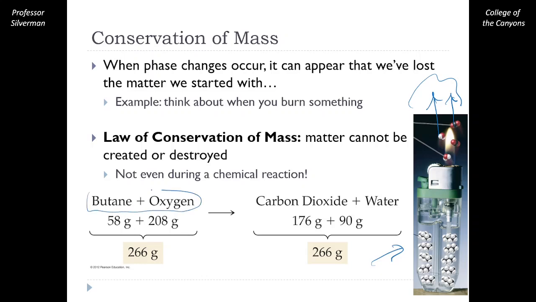Here is our overall process. Butane combines with oxygen to produce carbon dioxide and water. We have 266 grams of butane and oxygen. After going through our entire lighter, all of that butane might be gone, but it's still converted into the same total mass of things. They're just rearranged into a different form. Now they're in the form of carbon dioxide and water.